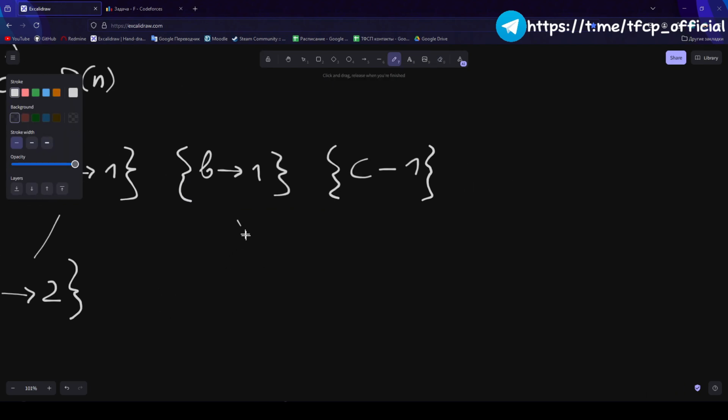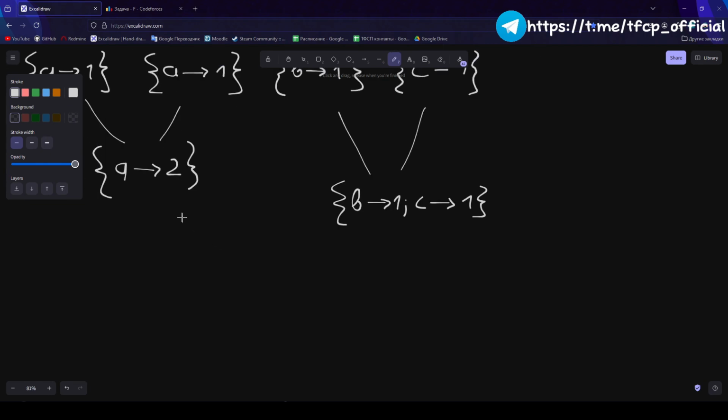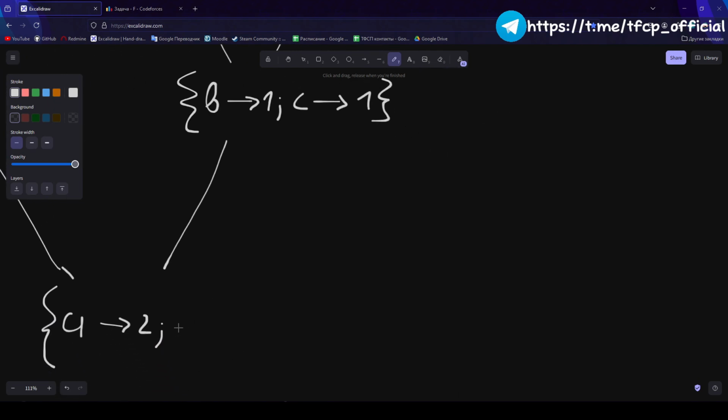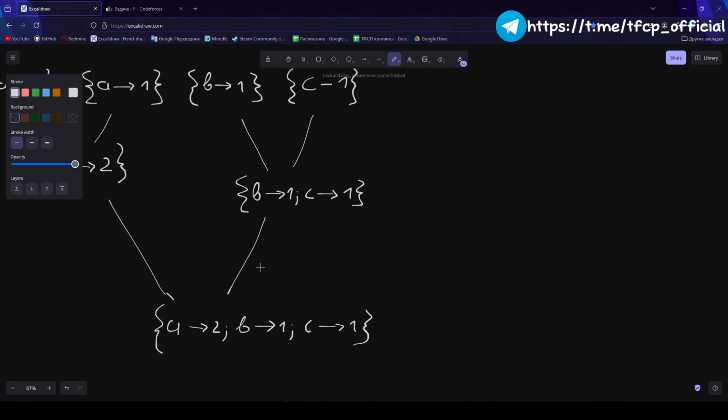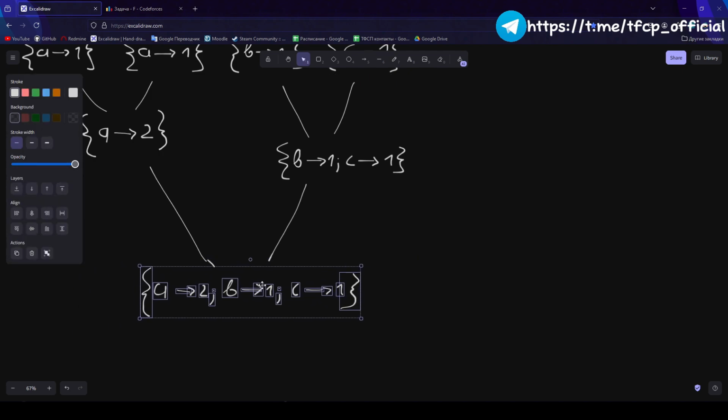Therefore, this is another node. Here we will get a map with B as one node and C as another node. And what will the root node look like? It will be A2, B1 and C1. This is somewhat similar to a merge sort tree in terms of the construction principle.